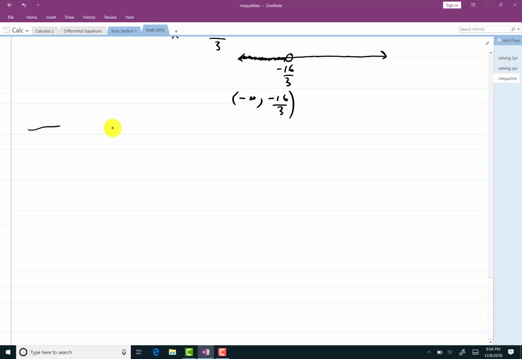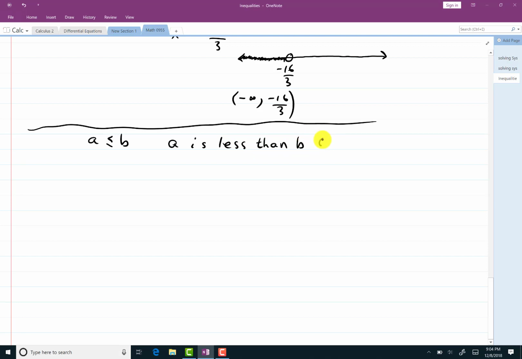Now, if you see something like this, this is less than or equal to. So A is less than B, or A is equal to B. That's what this symbol means. That's really not much different than what we'll do. You'll see as I do an example how exactly that affects the answer.